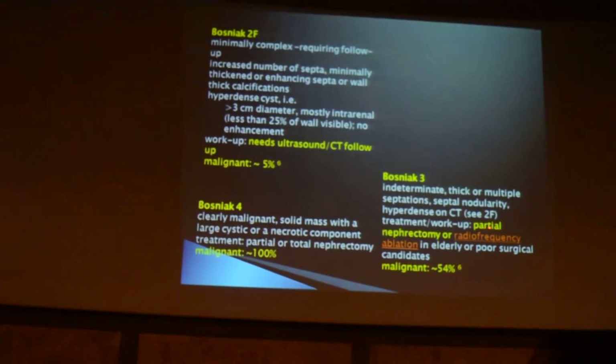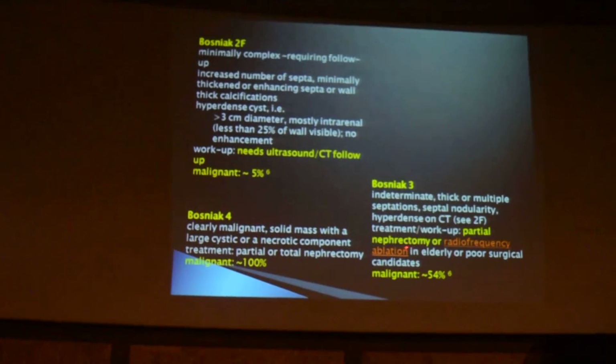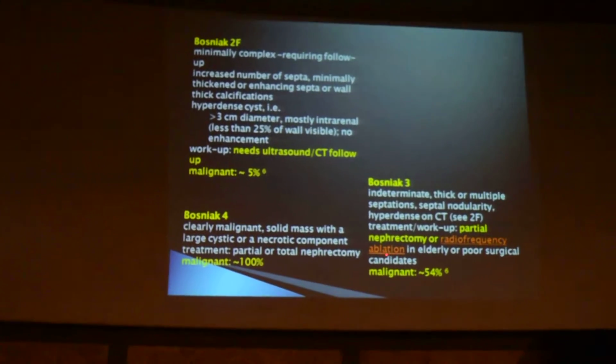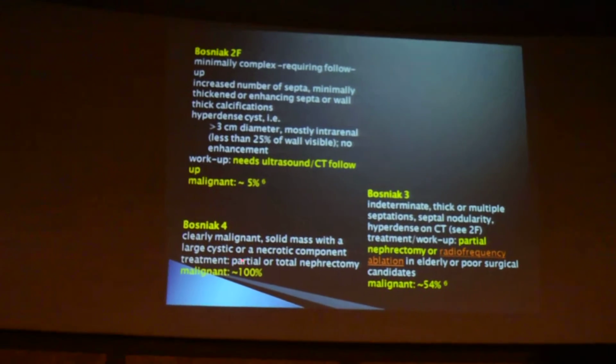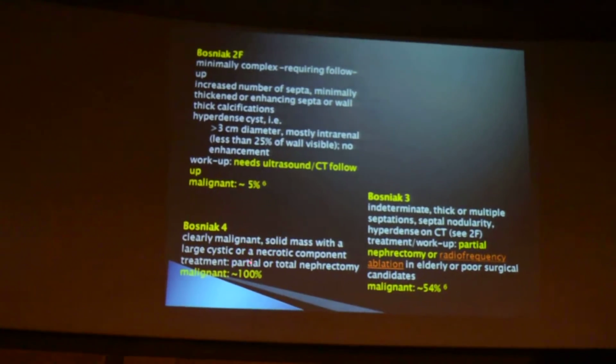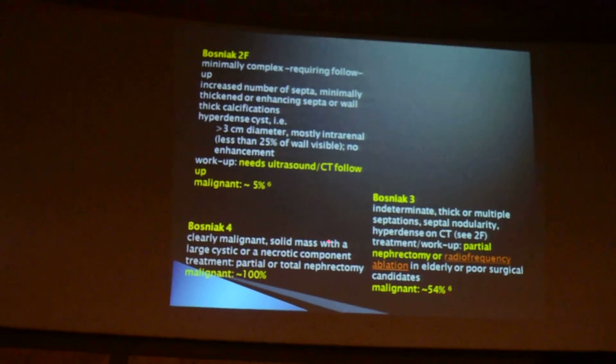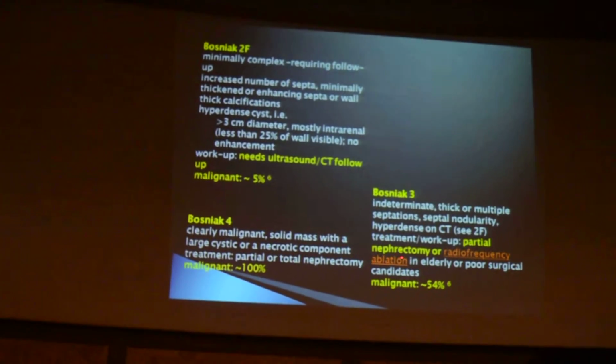So these need to undergo a partial nephrectomy, a complete nephrectomy, or radiofrequency ablation, depending on the patient's condition. Now type 4 is a clear-cut case of a malignancy, 100% malignant potential, and this needs to be dealt with surgically.